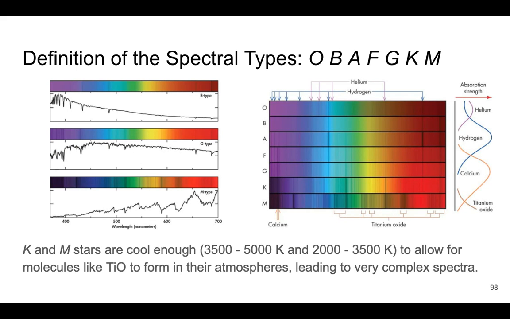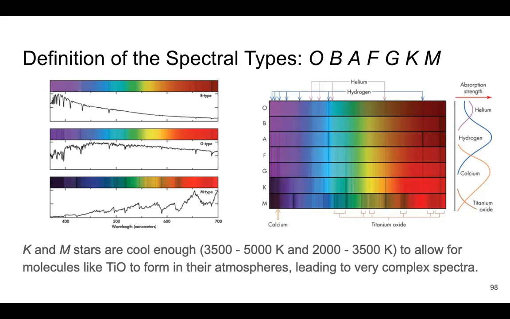So these K and M stars are actually cool enough to allow molecules in their atmospheres, and that causes them to have very complex spectra. So if you look at the K and the M, especially the M's, you see there's a lot of stuff going on. So why does temperature relate to molecules? If you took chemistry, molecules, the chemical bonds. Sorry, I should have thought of how to explain this.